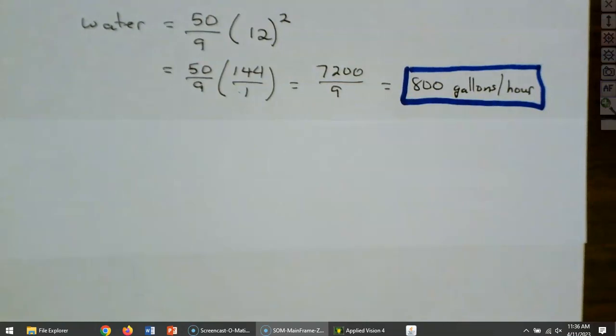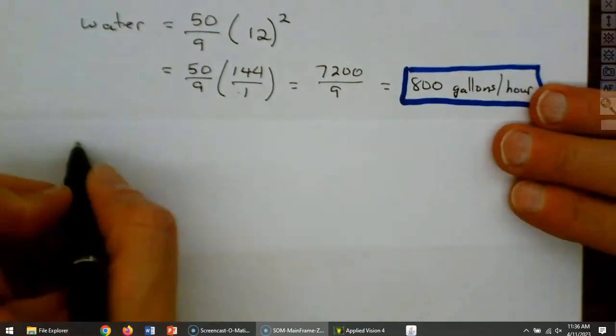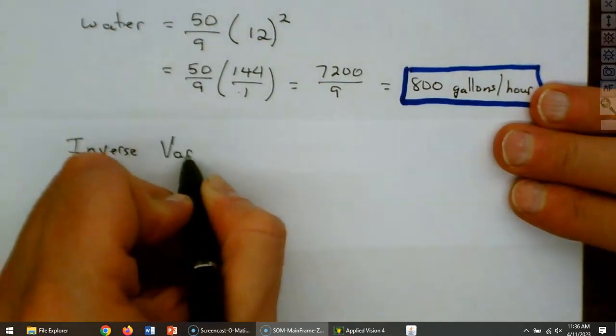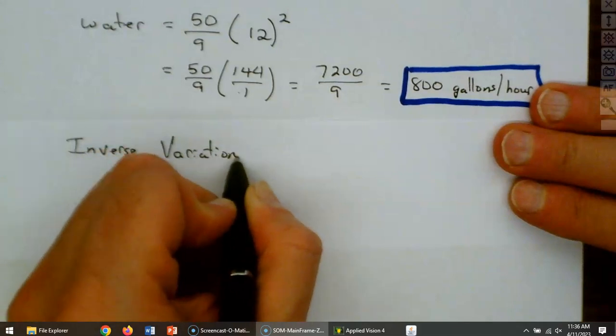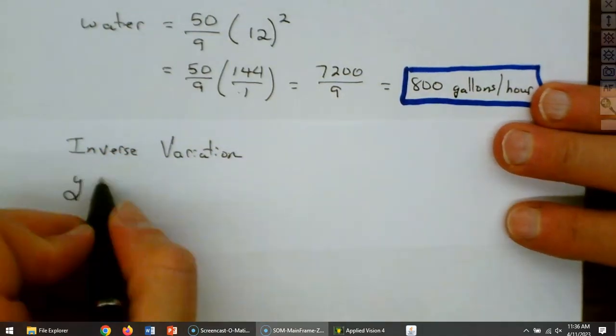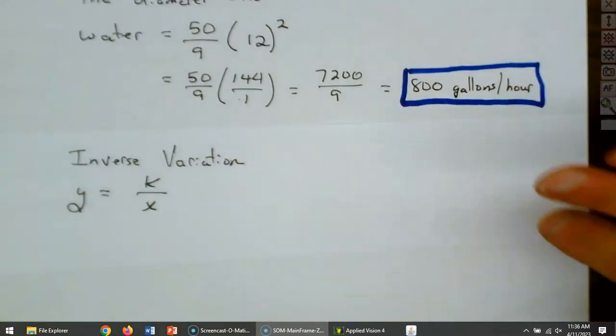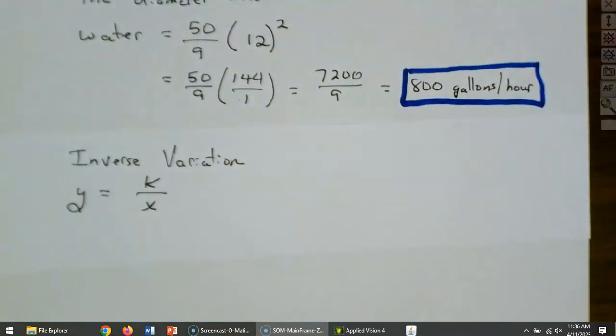So that was question 32. Let's talk now about inverse. Inverse variation looks like this. Inverse variation is y equals k over x. So inverse variation means we've got to divide. So when we work these out, we're going to have to divide.